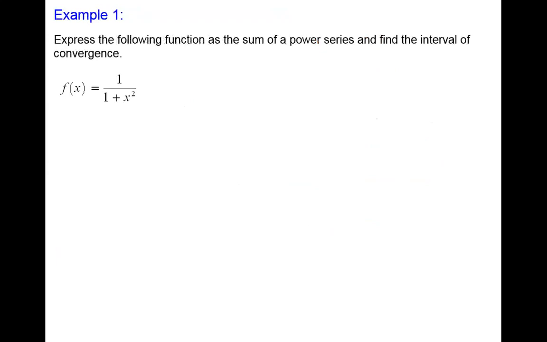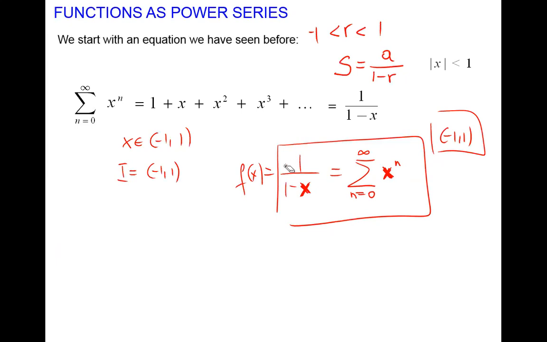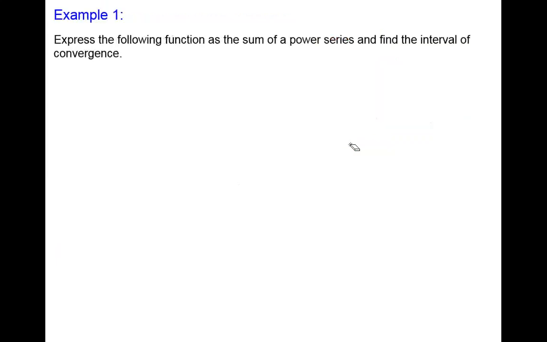Now I will have similar functions. Let me come back to this one, 1 over 1 minus x. I will have similar rational functions, and I will try to rewrite them and fit them to this formula. Let's see. Express the following function as a sum of the power series and find an interval of convergence, which means the domain of the function.